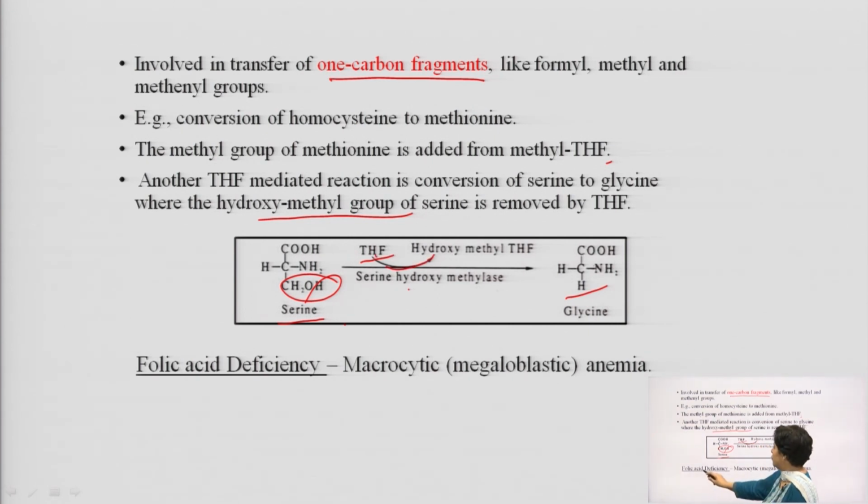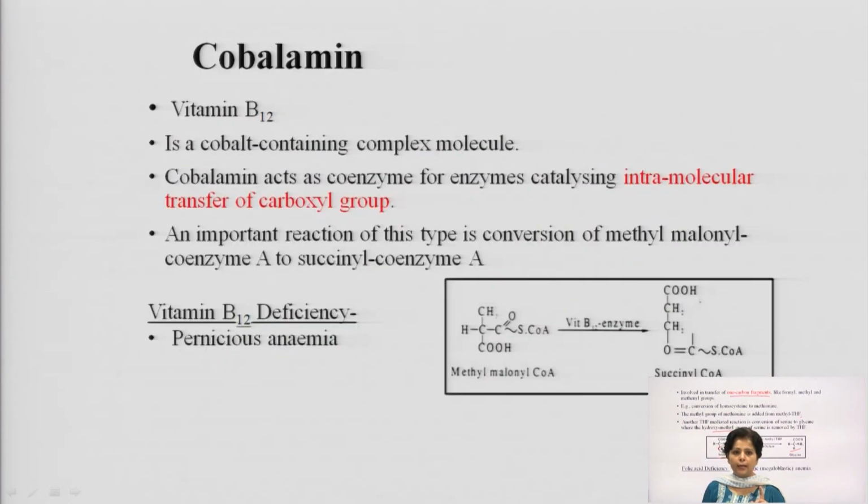The deficiency of folic acid causes macrocytic or megaloblastic anemia. Macrocytic anemia means this is a type of anemia that usually causes large RBCs. RBCs का size increase हो जाता है, that is called macrocytic, or we can say megaloblastic anemia.